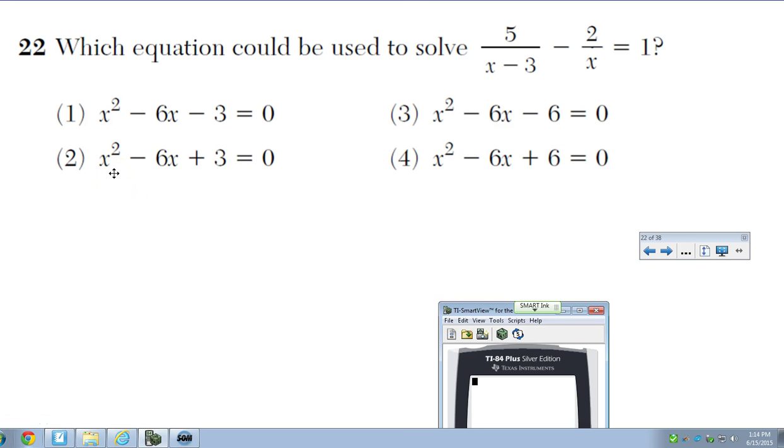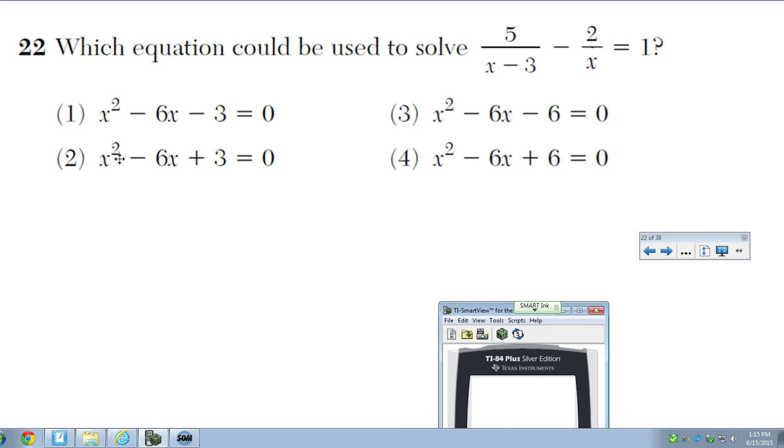Problem 22. Which equation could be used to solve 5 over x minus 3, take away 2 over x equals 1? I'm beginning to see a lot of these on Regents questions lately about knowing which step would be part of the process. So there is a way out, but it may not be as nice as you would like it to be. But first we're going to do it the real way.